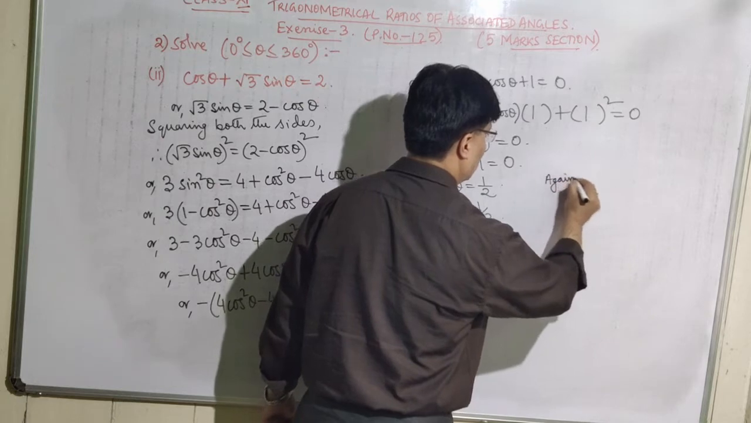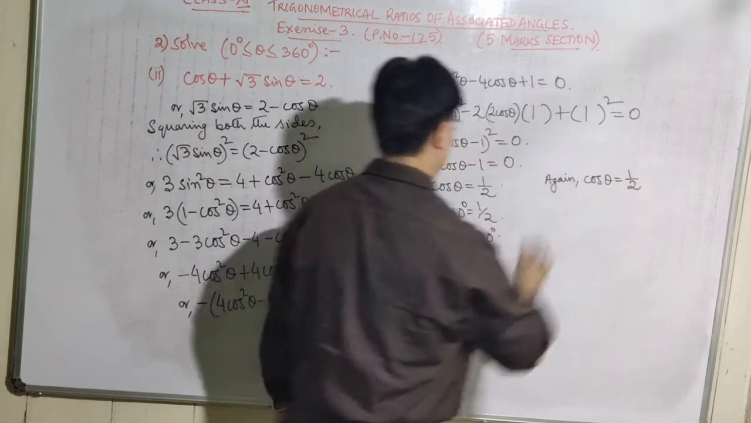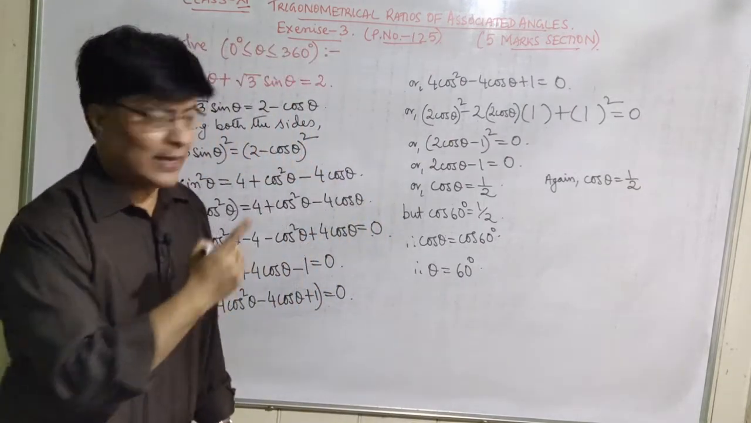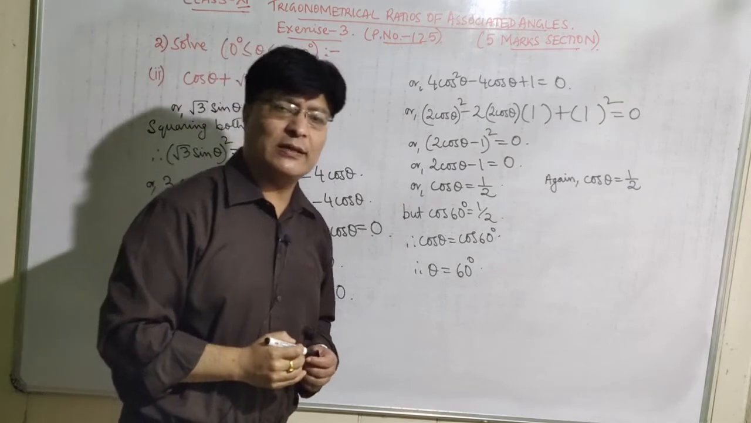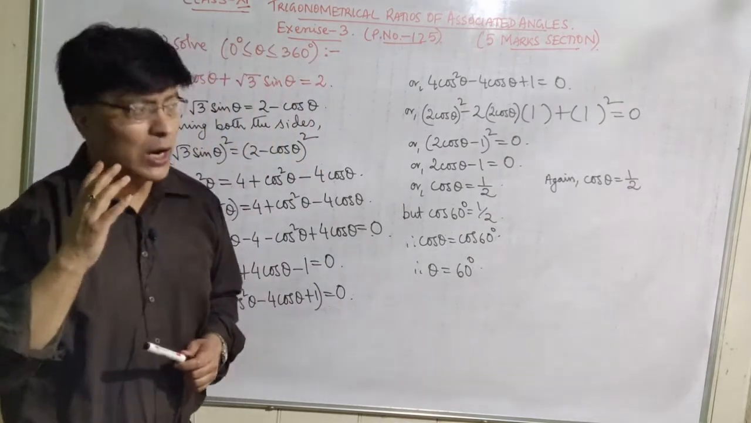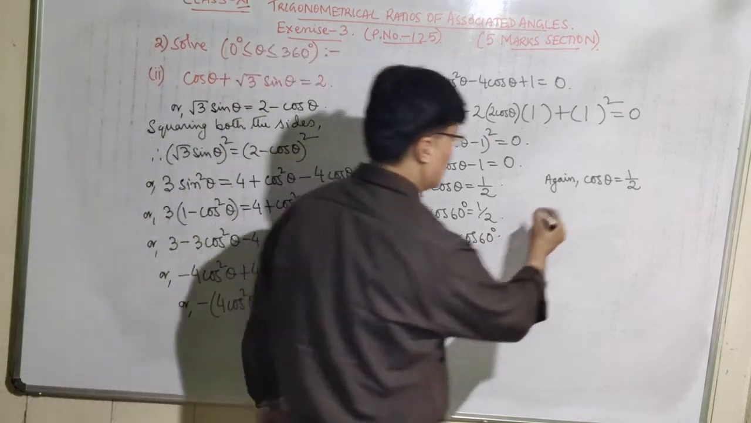Again, cos theta is equal to half. It is positive, and cos theta is positive in the fourth quadrant. So you have to find out the angle in the fourth quadrant. So how can you find out the angle in the fourth quadrant?